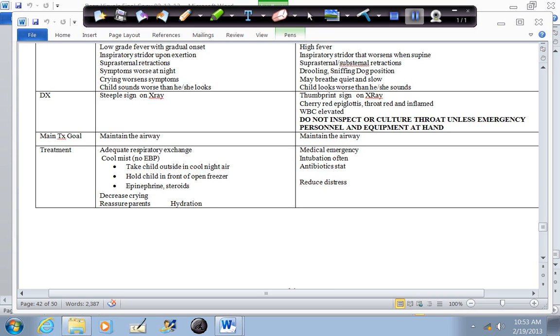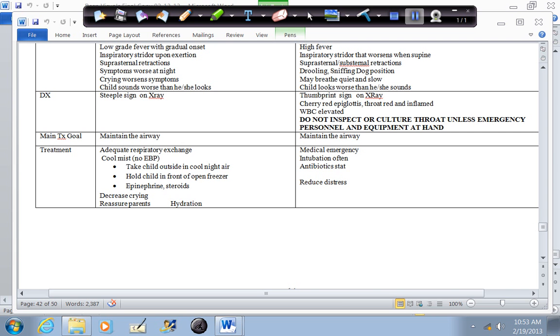Taking the child down to the basement if it's cooler down there will sometimes help too. And then, of course, when it's necessary, they'll give epinephrine and steroids. You don't want to let this child cry and cry and cry, because that will increase the swelling in the throat.